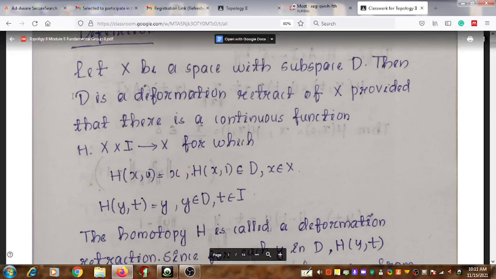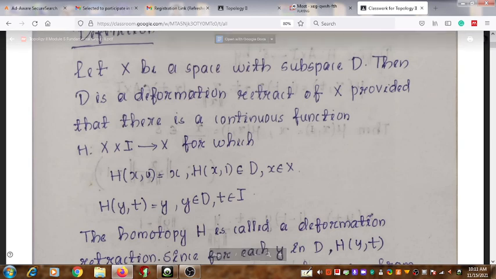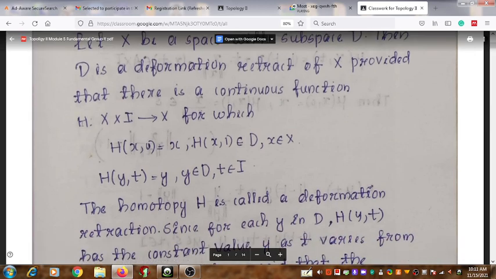We can call D a deformation retract of X provided that there is a condition that is to be satisfied by the selection of the spaces X and D. What is that condition? It is provided that there is a continuous function h. There must exist a continuous function h, which is defined from X cross I to X.